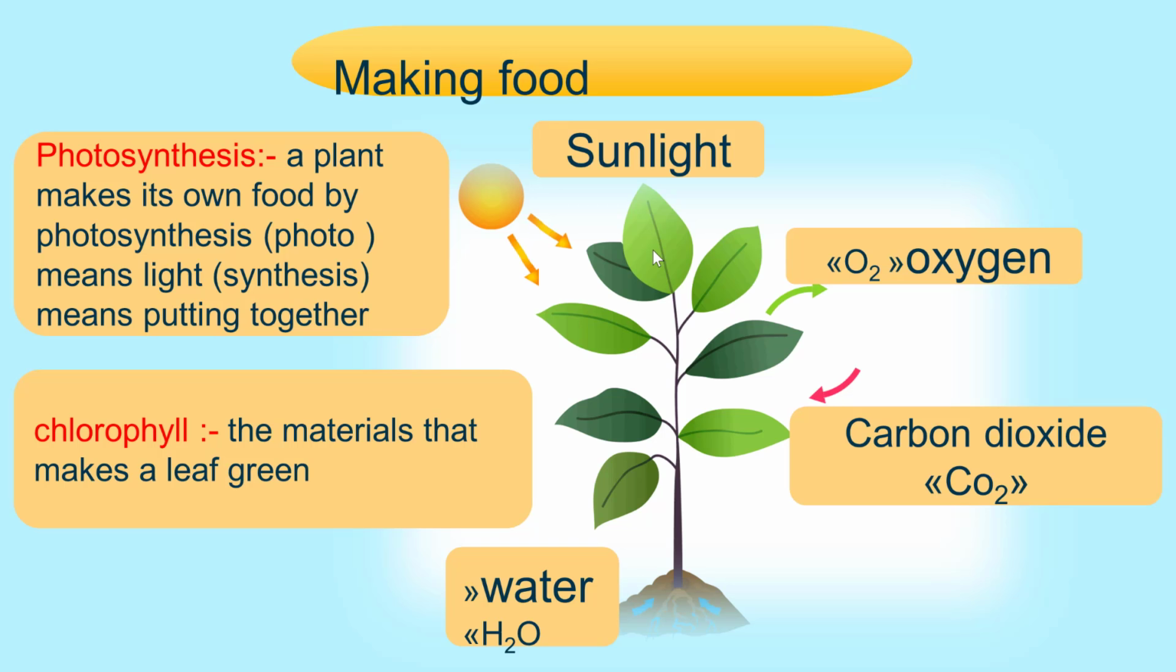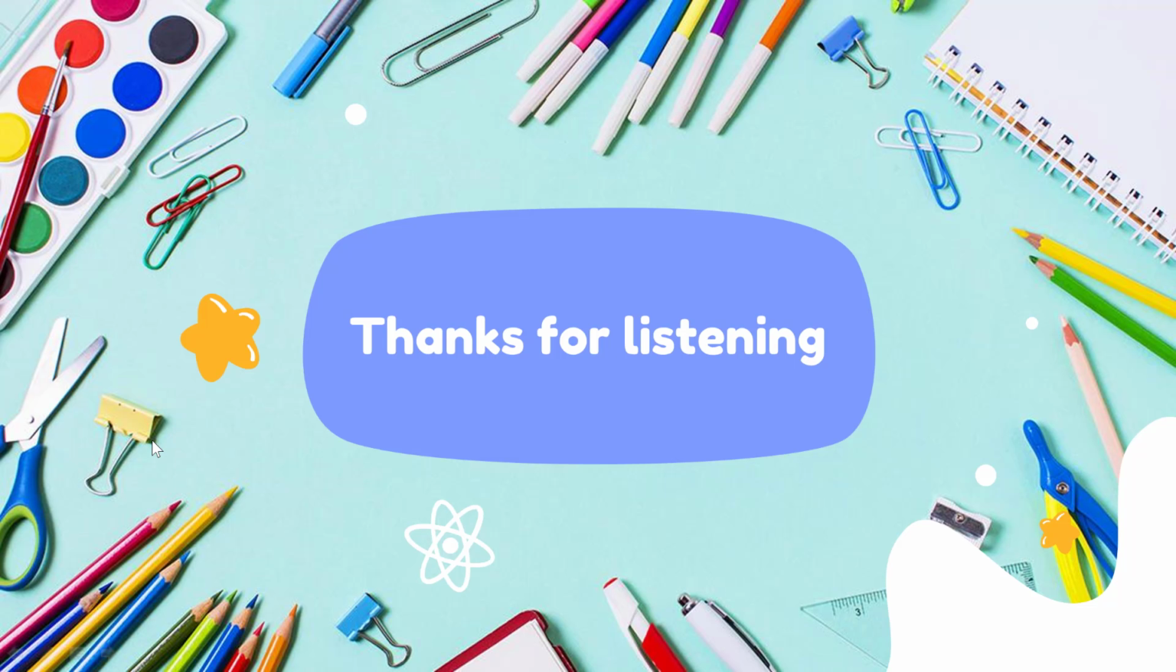So chlorophyll is the material that makes leaves green and makes their own food. So here you should write down photosynthesis and chlorophyll in your notebook. Thanks for listening.